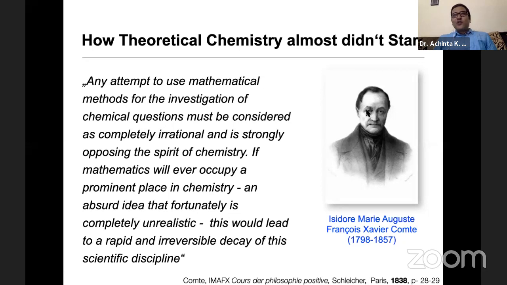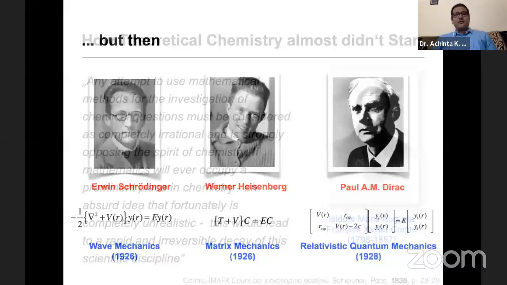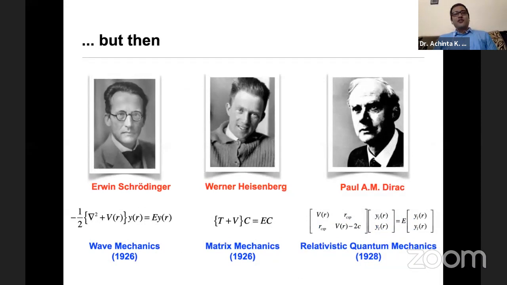Now, if that is true, then what are we doing here? Fortunately, he's a philosopher, he is not a scientist. Philosophers can say anything, but in science, you need to give proofs. And he was proved to be wrong very soon by these strange looking three gentlemen.